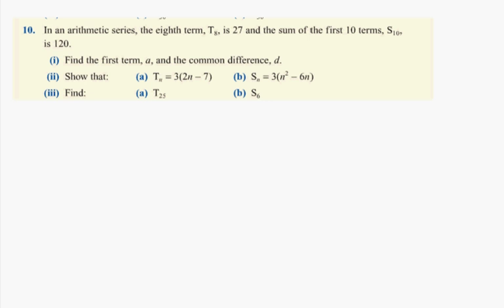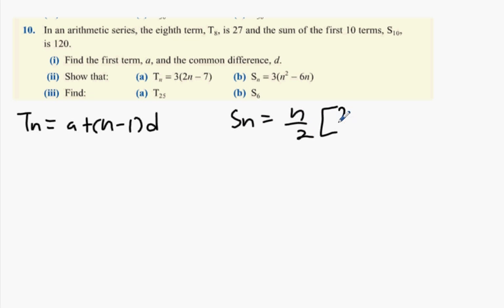So, I need to write everything in terms of A and D. So you have the Tn equals A plus n minus 1 times D formula, or you have the Sn equals n over 2 into 2A plus n minus 1 times D formula as well. Alright with you? Now, what's going to happen next is you're going to be asked for T8. That simply means replace n with 8.